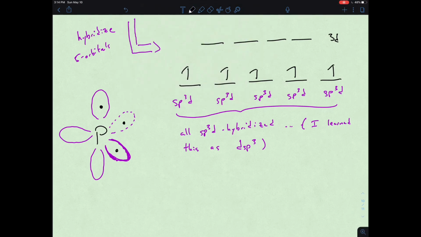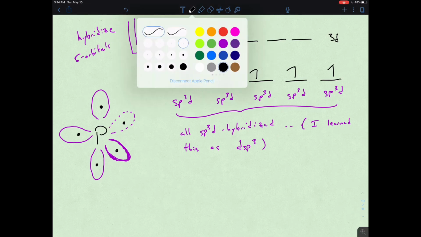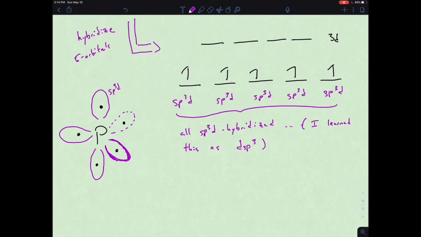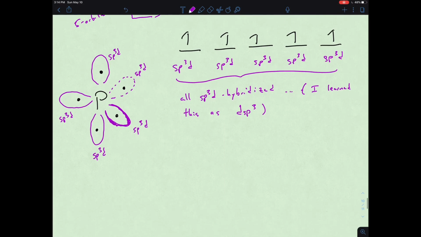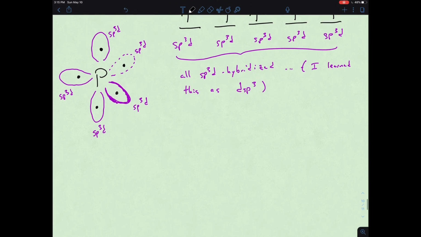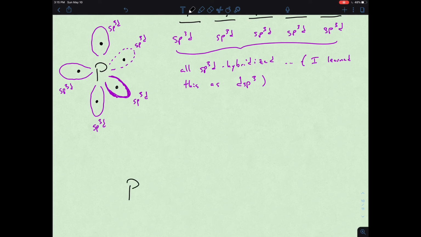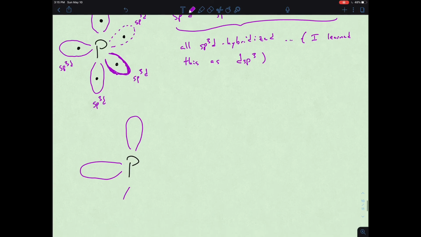So there's our phosphorus with its 5 unpaired electrons, and each one of these is an sp3d hybrid or hybridized orbital. And so that's where now we can do our overlap with the 5 fluorine atoms that we actually have.